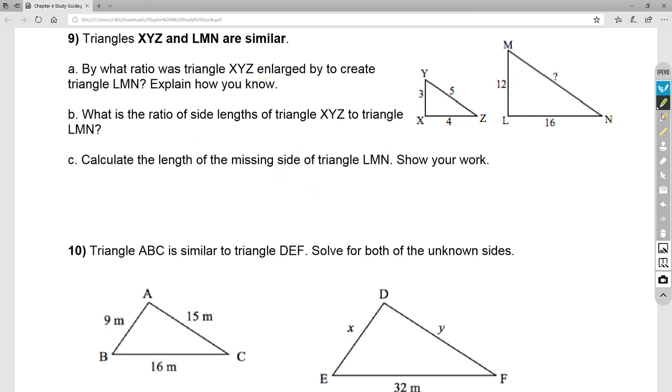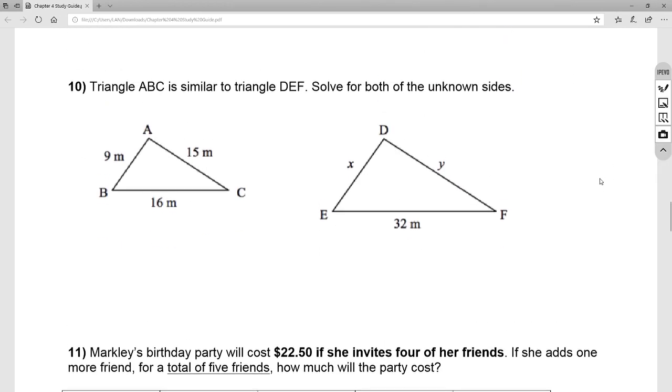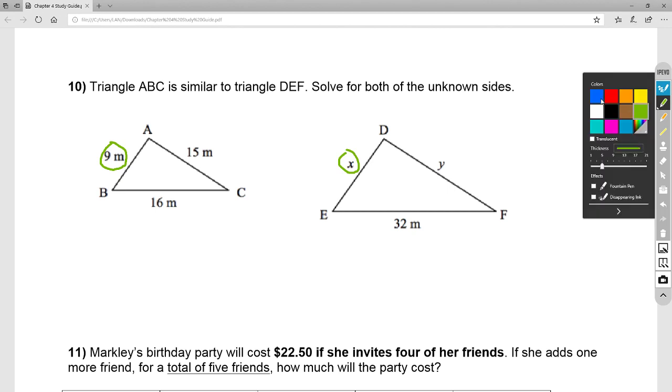Then number 10 is the same thing. You're finding what x equals and then what y equals. So I'm going to also mark my corresponding sides. The 9 goes with my x. The 15 goes with my y.